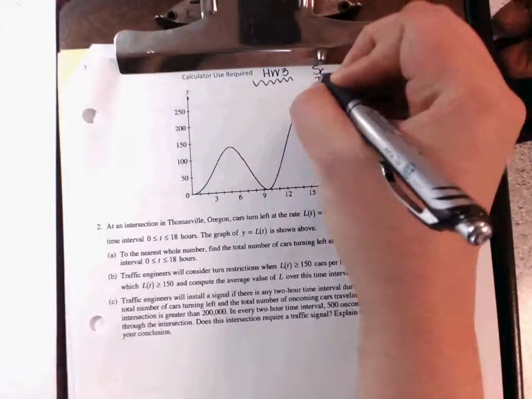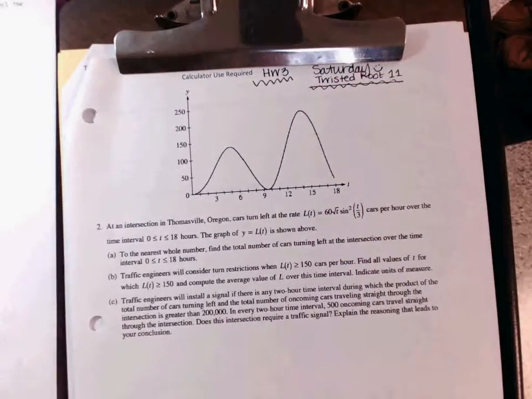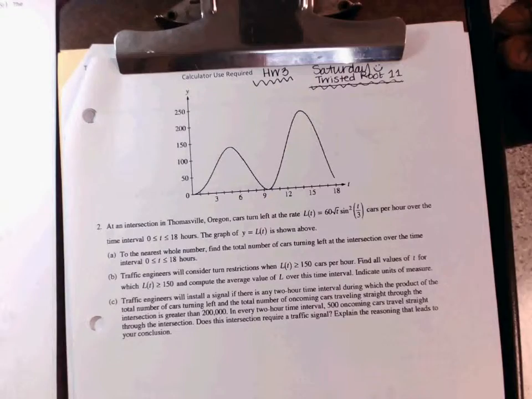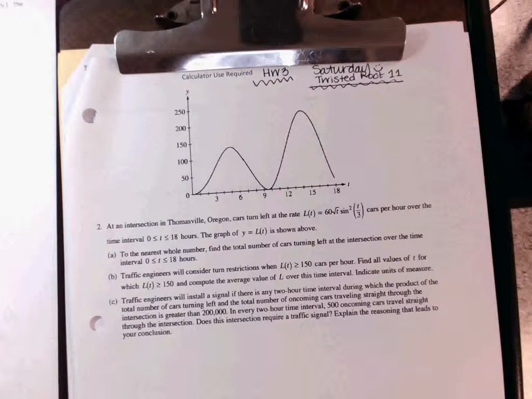All right, ready? Okay, homework 3, you're turning to an intersection at Thomasville, Oregon. Now look, this one, they're so nice, they gave you a graph. So go ahead and type it in. Try and do parts A and B. A and B you should be able to do. C is the one that I'm going to help y'all with. But A and B, we just did one about traffic, cars per minute, kind of the same situation.